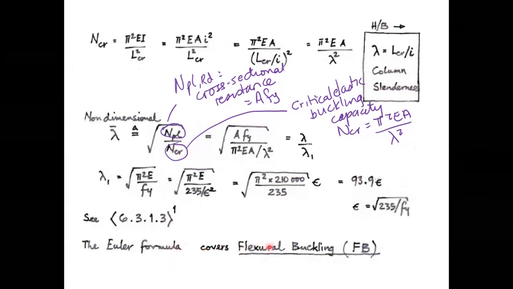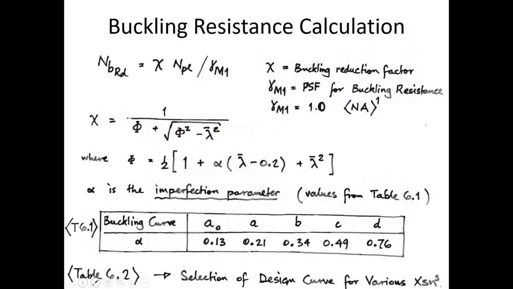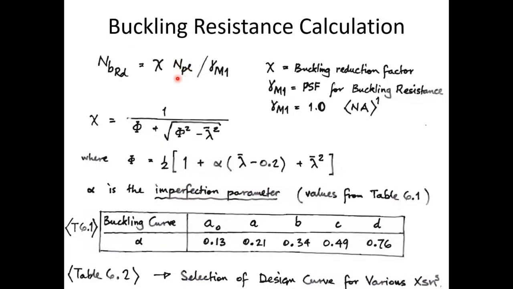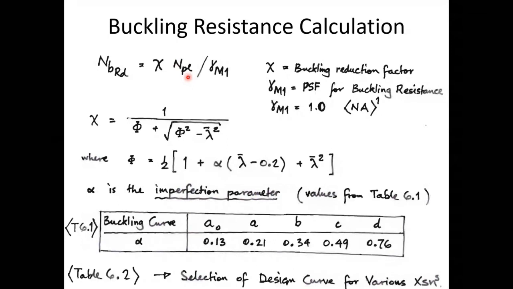So the Euler formula covers flexural buckling capacity. Okay, so we have this buckling capacity calculation, which tells us that we're going to use some sort of buckling reduction factor times the cross-sectional resistance. If I have a member that isn't susceptible to flexural buckling, then I'm going to have the reduction factor as 1. In other words, I'm going to have no reduction for buckling, because I'm going to be able to withstand all of the load from its cross-section resistance.